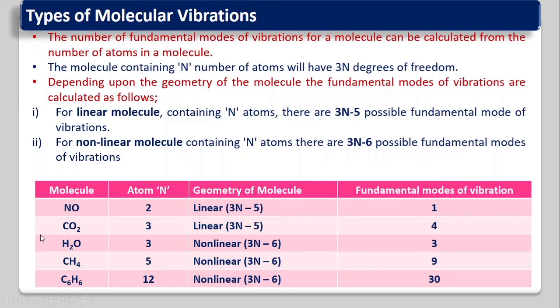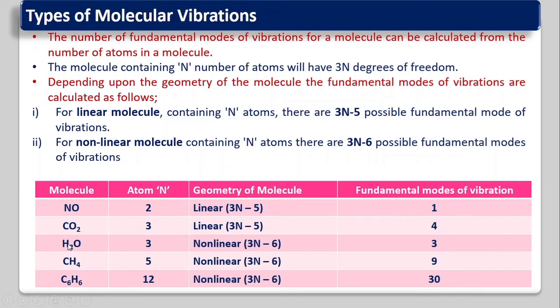If the molecule is CO2, carbon dioxide, the total number of atoms is 3: 2 oxygens and 1 carbon. The molecule is linear. You should know the geometry of the molecule. That is the main thing, and then choose the right formula according to the geometry of the molecule. If the geometry is linear, then go for the formula 3n minus 5. So 3 into 3 is 9, 9 minus 5, that is 4 fundamental modes of vibrations for the CO2 molecule.